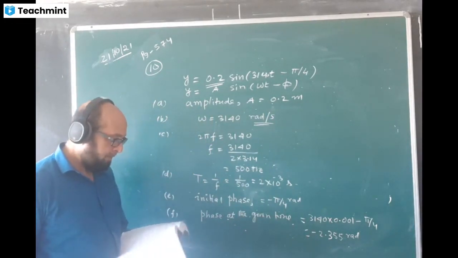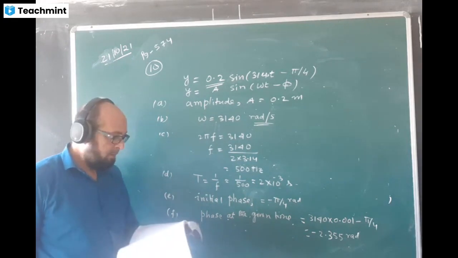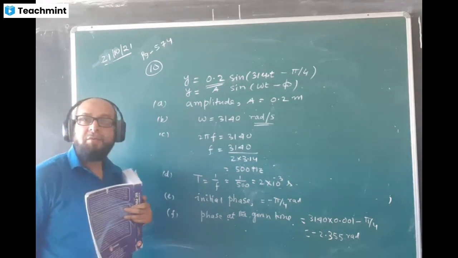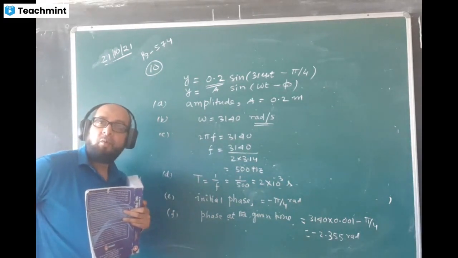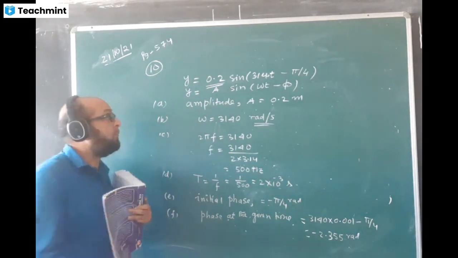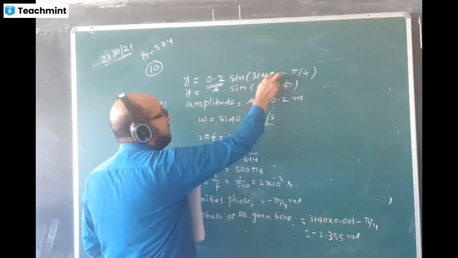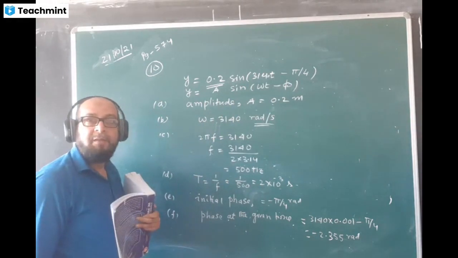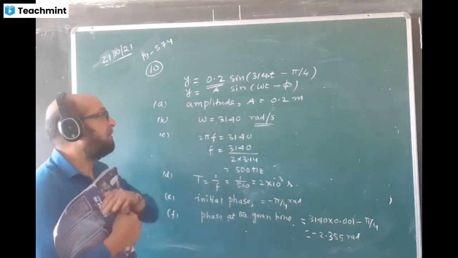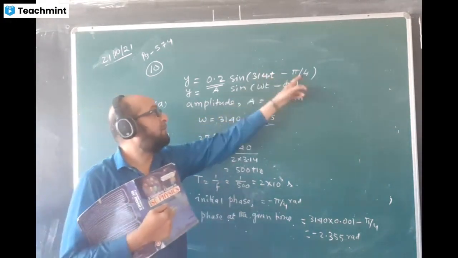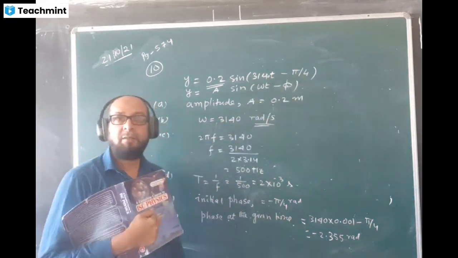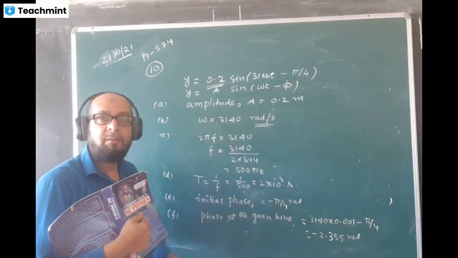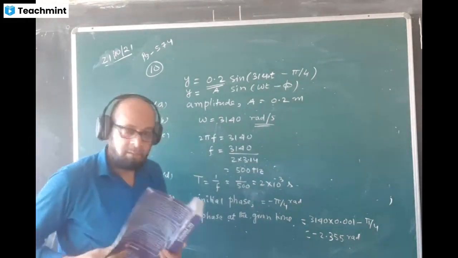So how you did that initial phase? Initial timing, what is the value of initial time? 0, no? 0. Put the value of t 0 here. What is the answer coming here? Minus pi by 4. That is answer. If they say find the phase after 1 second, I'll put the value of t 1 here and calculate the value of this angle. The entire angle value I'll calculate. That would be the answer. Okay? Yes, sir. All right.